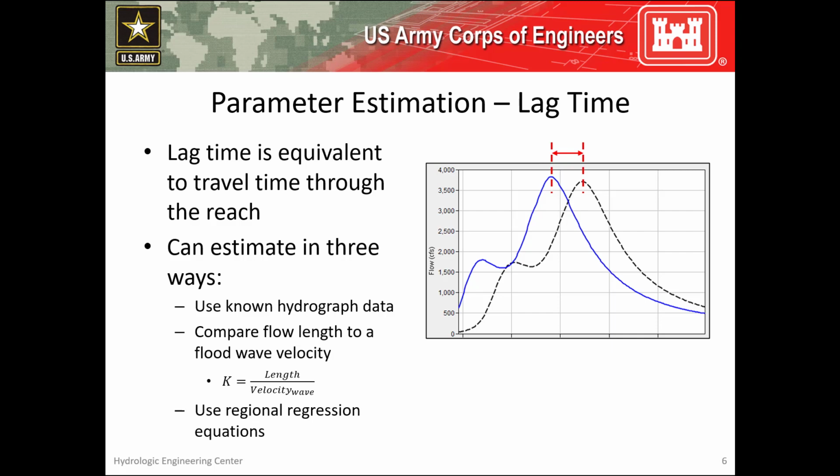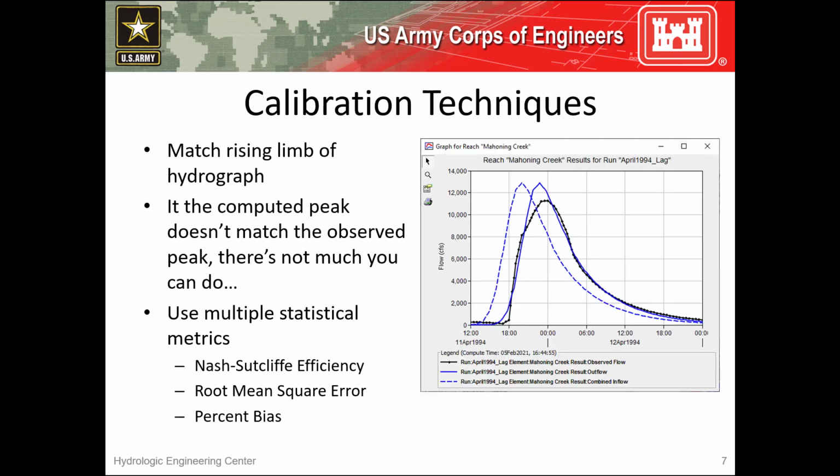When calibrating the lag method, you can only modify one parameter. Whether you want to align the peak flow rates or better match the rising limb, you're kind of stuck. In this example, observed flow is shown in black and computed flow is shown in solid blue. Now, I've matched the rising limb decently well, but my computed peak discharge is too high. But I can't do anything to reduce the peak, so that's about as good as it gets with this method. Remember to use multiple statistical metrics to gauge whether your model is accurate.